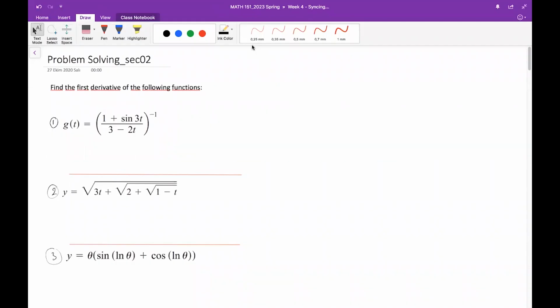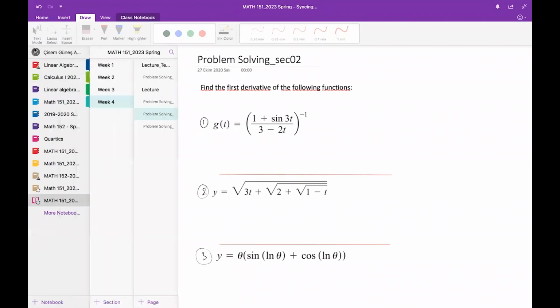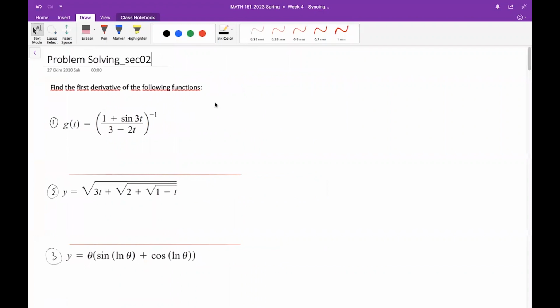This is week 4 and we are going to cover important topics today. We will mention chain rule, implicit differentiation, logarithmic differentiation, and some new rules for natural logarithm and natural exponential functions. So let's start with the chain rule.